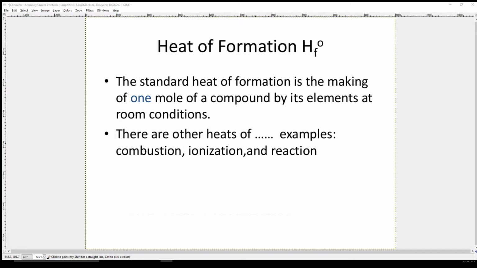Heat of formation, the standard heat of formation, is the making of 1 mole of a compound from its elements at room conditions. There are other heats, for example, there's heat of combustion, again, making 1 mole of a compound through combustion. There's a heat of ionization, making 1 mole of a compound through its ions, and then heat of reaction.